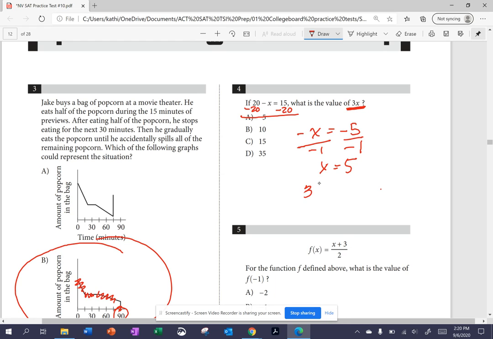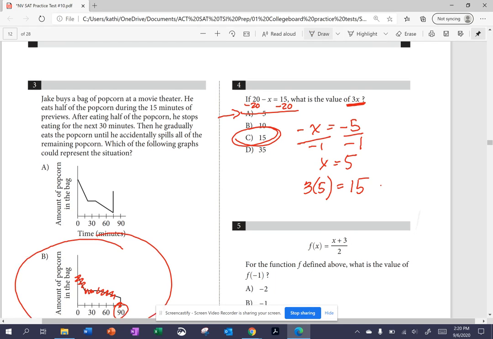And I want to know what is 3 times x. So 3 times 5 is 15. So answer the question. If you see, it has 5 as an answer choice, but it's not asking for x. It wants to know 3 times x.